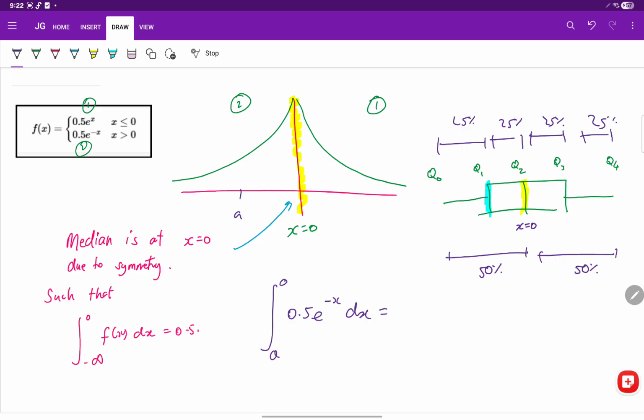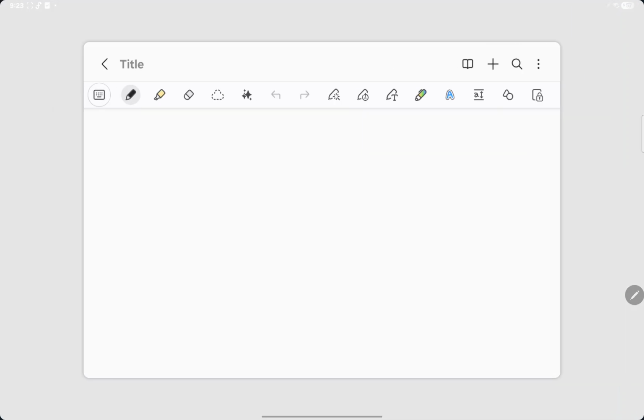When we solve this, we want to solve it for 25%, so 0.25. The reason we want to solve for 25% is because if you see this diagram here, that area is 25%. So we only want to find a quarter. Once we work out the value for a, it will give us the lower quartile, or Q1 in this case.